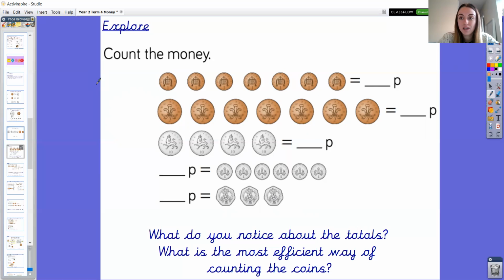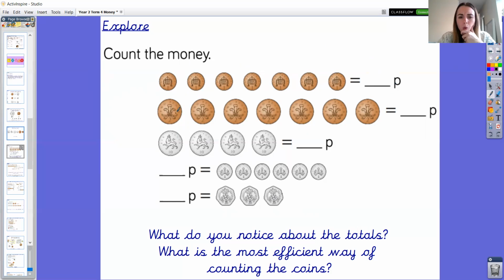What I'd like you to do, Year 2, is follow a very similar process for each of these questions. Begin by recognising the coin. So as I've shared with you, these are 1p coins. I would then count in my ones to find the total. I would then repeat this as I move on to the next question.